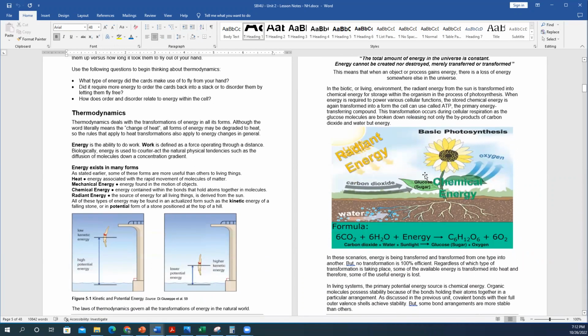For example, in photosynthesis, you have a transformation of radiant energy, sunlight, transformed into chemical energy to make glucose and sugar and ATP.